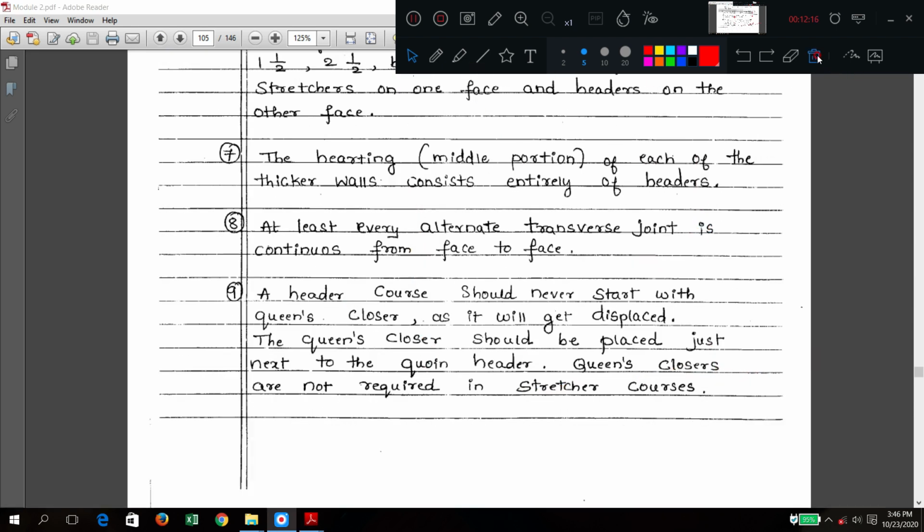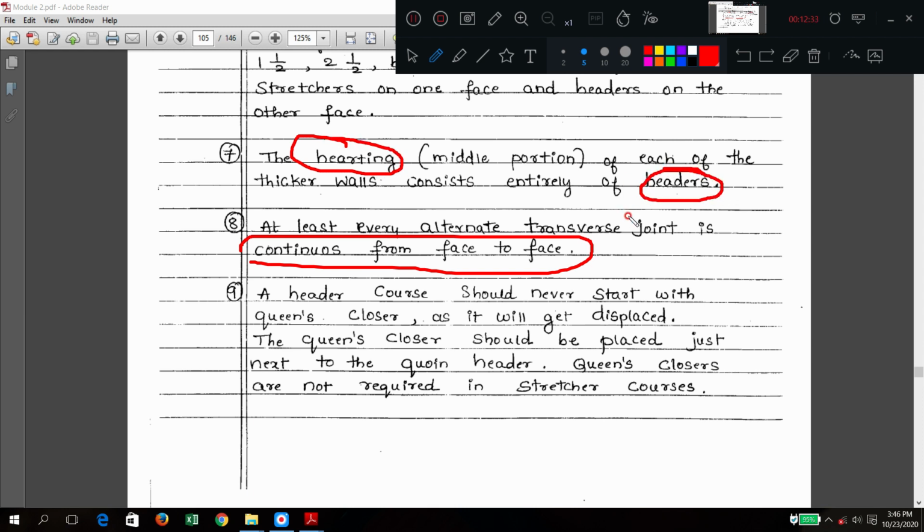So other points I have already explained. Transverse joint, that one is okay. At least every alternate transverse joint is continuous from face to face. It is maintained like this. Here hearting is always done with the headers. The hearting portion of the brick wall is always considered constructed using headers.